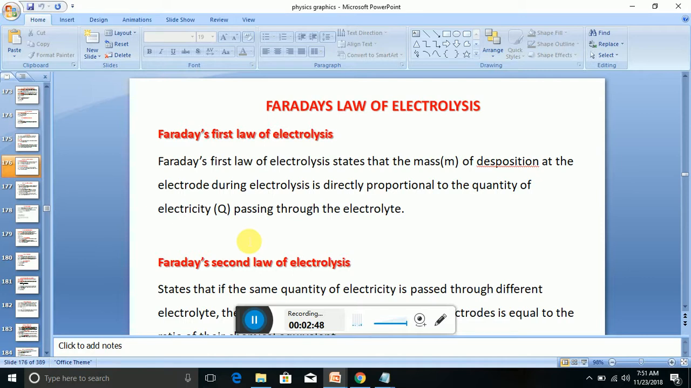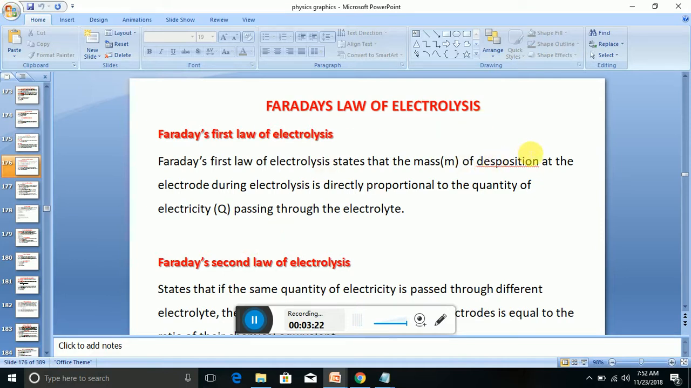And what does this say? Faraday's first law of electrolysis states that the mass m of deposition at the electrode during electrolysis is directly proportional to the quantity of electricity passing through the electrolyte.